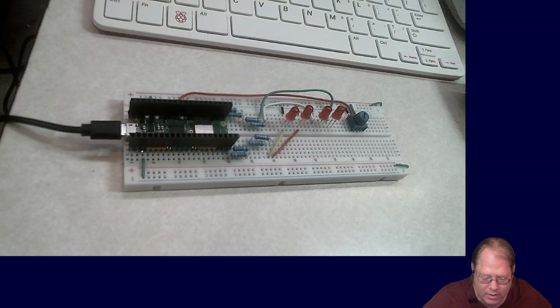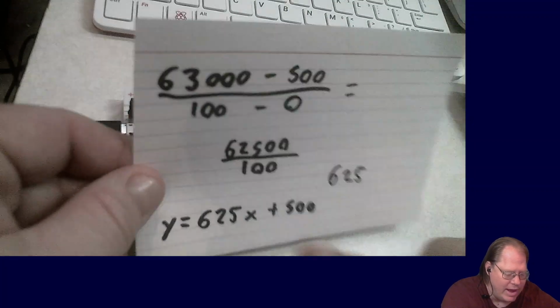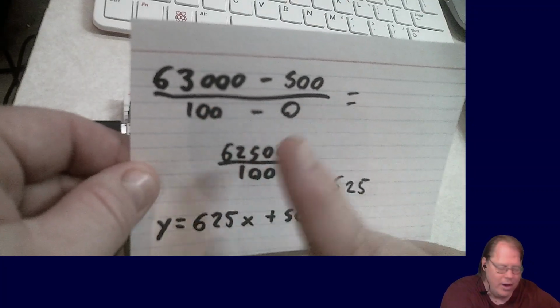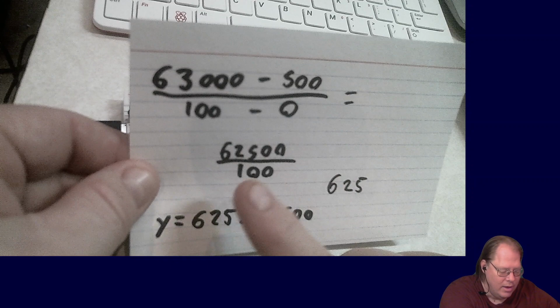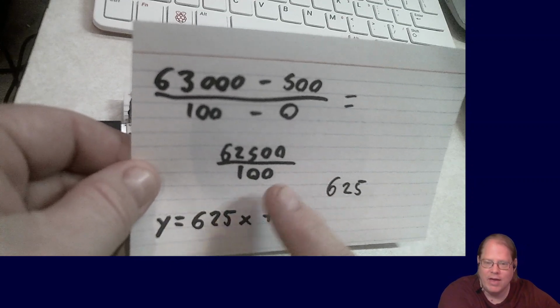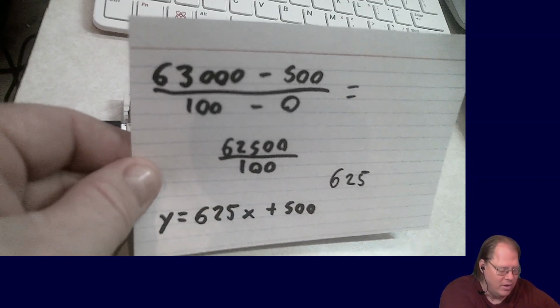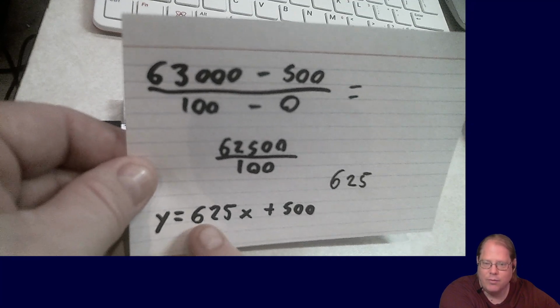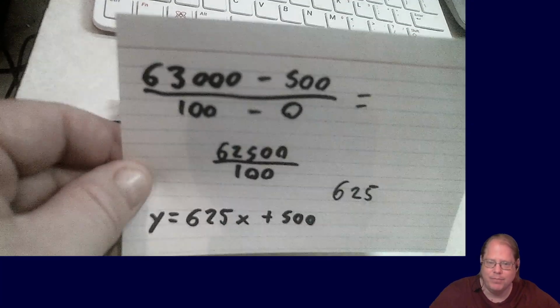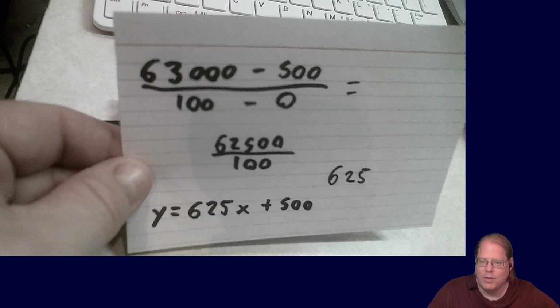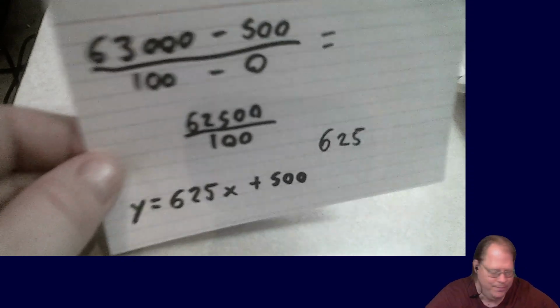And when I break that out, so I do y2 minus y1 over x2 minus x1, I end up with 625,000 over 100, 625, or I get this equation of y equals 625x plus 500. There's one problem with that. Did you catch it?